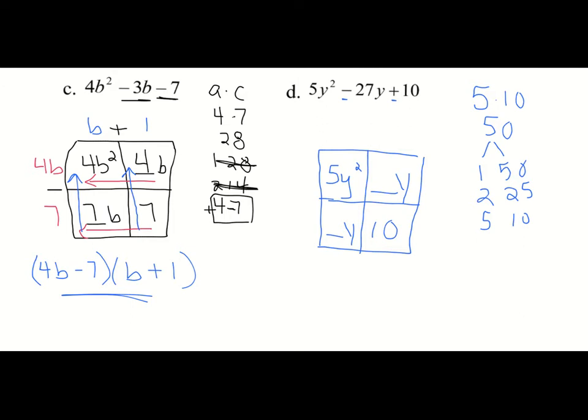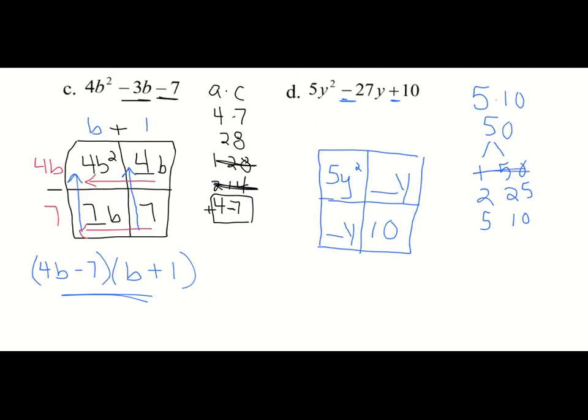So now I need a positive 10, which means I either have to multiply two positive numbers together or two negative numbers, and I need a negative 27. So it's going to be two negative numbers. And I need those two negative numbers to add to negative 27.